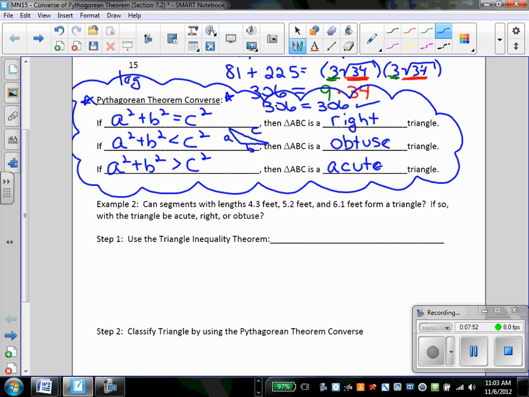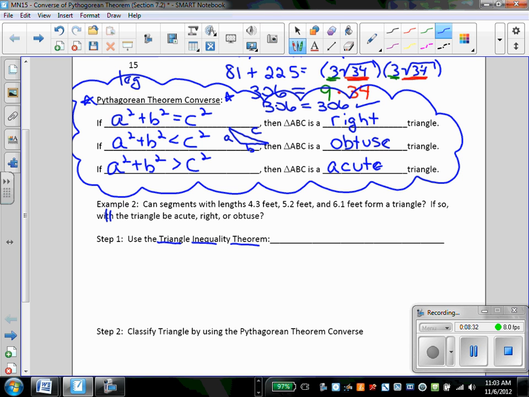Our example 2 says, can segments with lengths 4.3 feet, 5.2 feet, and 6.1 feet form a triangle? If so, will the triangle be acute, right, or obtuse? So step 1, the first thing we need to decide is whether or not these three lengths can even make a triangle. We're not even worried about the Pythagorean theorem converse yet. We just need to first know whether it can make a triangle. It's called the triangle inequality theorem. And I'm going to demo it tomorrow in class using pencils, or actually lengths of sides.